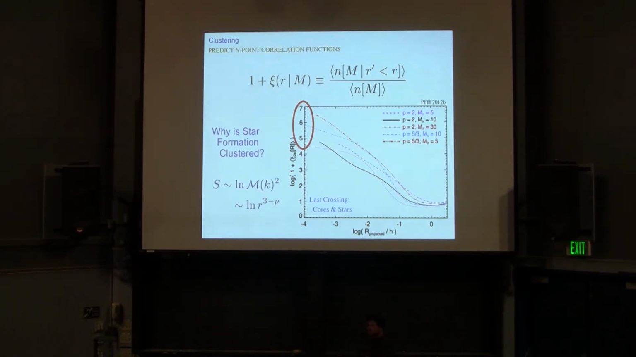You're very likely to be near other stars when you form, or cores are very likely to be near other cores. And the reason for that is very simple. It's mathematically shown here: the variance in the density scales as this log of Mach number squared. But physically, the way to think of it is, again, turbulence drives the density fluctuations.